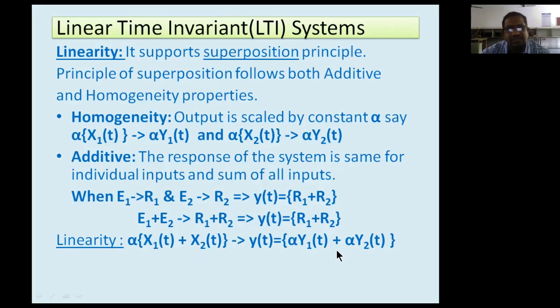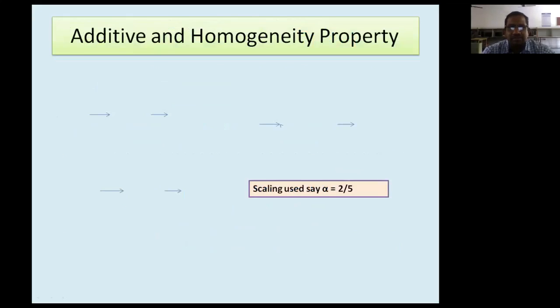So we say that this system is a linear system. Right now I did not get into time invariance. This system is known as a linear system. To get a linear time invariant system, the system should be time invariant also. Then you have to combine the linear property plus the time invariance property to get a linear time invariant system. So let us look into this property of homogeneity with some values.